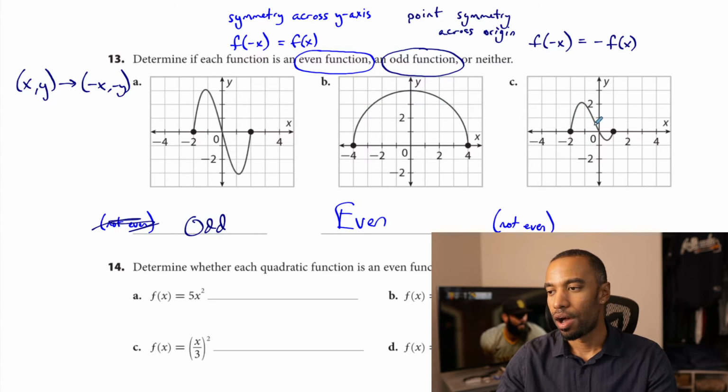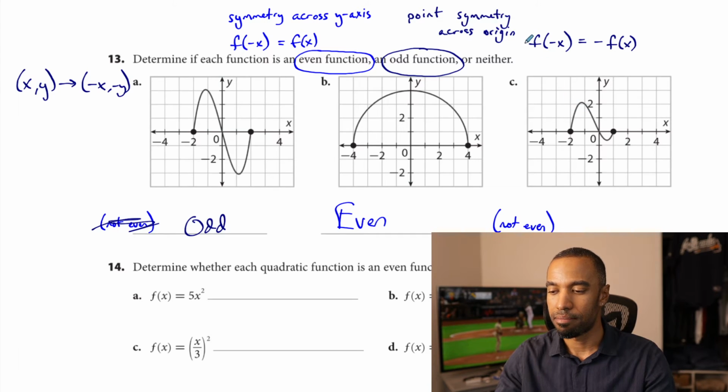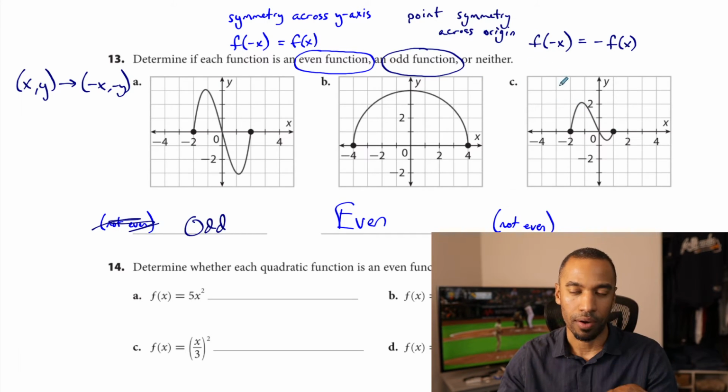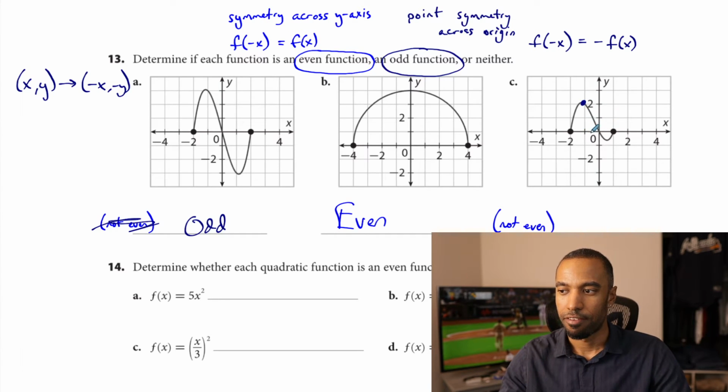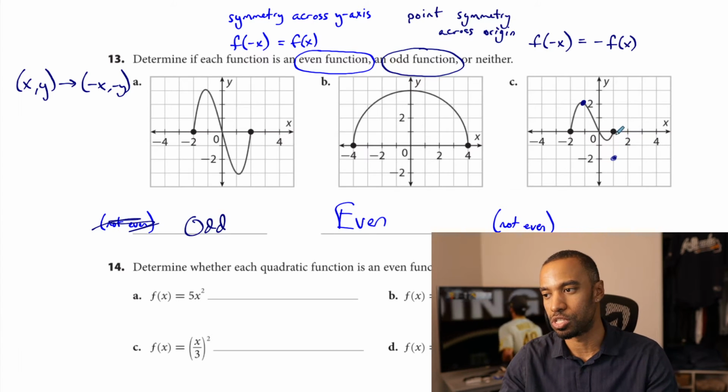This one, not quite here. We should be getting the opposite y value out on the other side. When I do f of negative 1 and I get positive 2, if I do f of positive 1, I should be getting negative 2, and I'm not. I'm not getting that rotational symmetry right here.